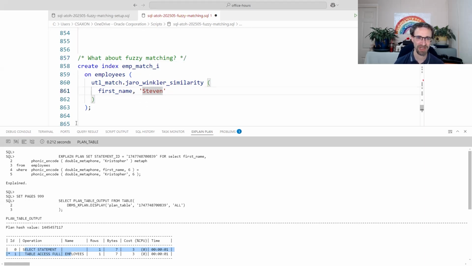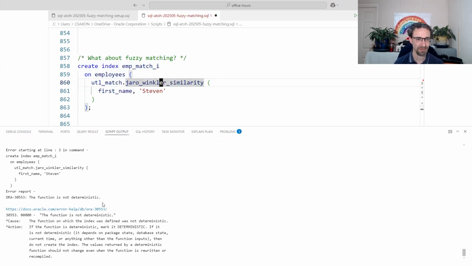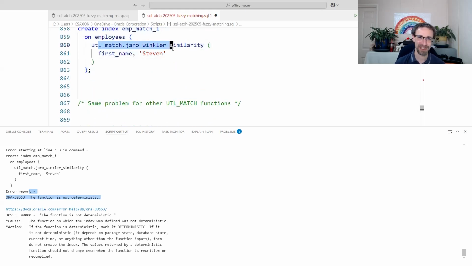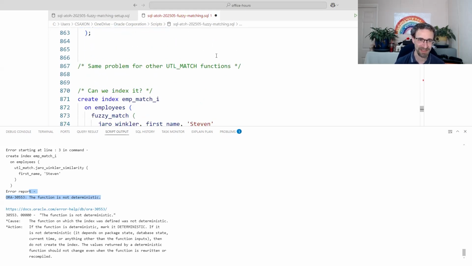What about fuzzy matching, UTL_MATCH? Let's try and create it on the PL/SQL package, and the function is not deterministic. Now, I'm not entirely sure why the function is not deterministic. As far as I know, these are deterministic algorithms, so maybe they've just not been decorated with a deterministic clause, but that's where we are today. It's considered not deterministic. We can't create that index. And it's the same for all the other UTL_MATCH functions, right? They all raise this error.